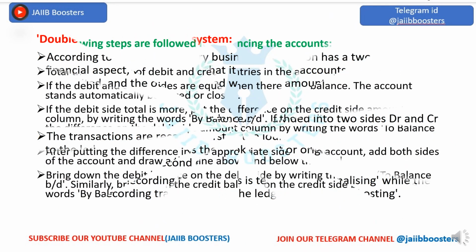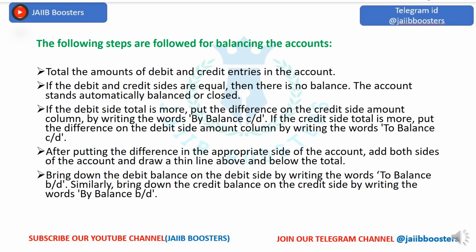Next, in this slide, we are going to discuss what are the steps we have to follow for balancing the accounts. Okay, what's the first point? Total the amounts of debit and credit entries in the account. If there is an account, we have to sum the total debits and also sum the total credits. If those are equal, then there is no need of balance. If there is a difference, say in the credit side there is 1300 and in the debit side it is 500, then the debit side total is more, right? 200 of difference is there.